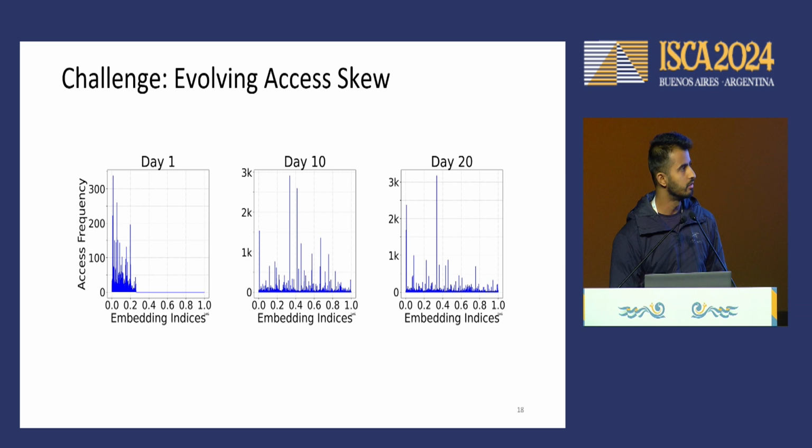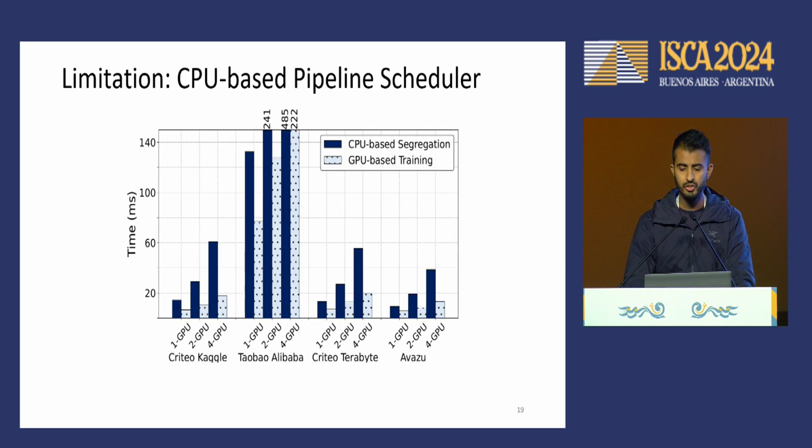But there are certain associated challenges. If we take a look at the skewness within embedding access, this access skew keeps evolving over time. In the case of offline training, a certain budget, a certain overhead of static profiling can work to identify such skewness, but in the case of online training, a more low-cost dynamic technique is required to identify this evolving skewness and to handle it. While to exploit such skewness, another limitation is the CPU-based pipeline scheduler. We need a scheduler that segregates the inputs based on highly accessed embeddings and non-highly accessed embeddings.